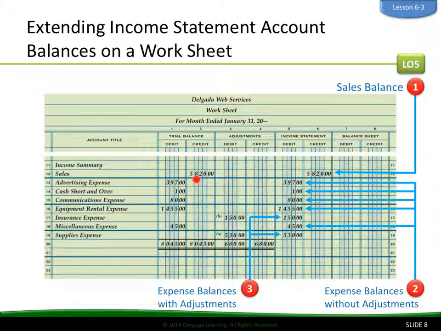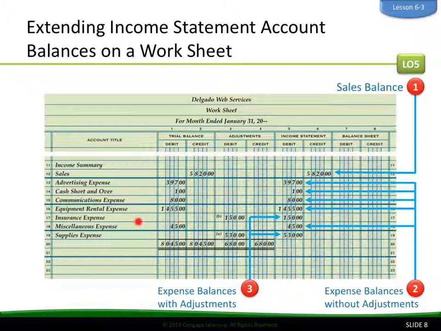So our sales balance just gets carried over, and then advertising expenses. Okay, that's lines 13 through 16, just get carried over. Then we have line 17. Okay, it's an adjustment right there.